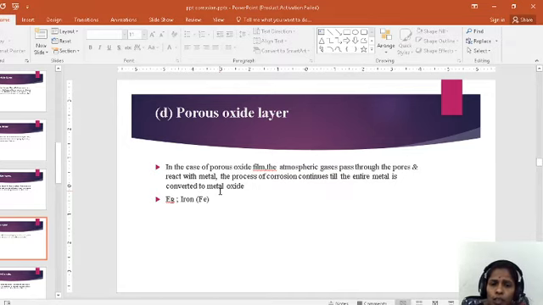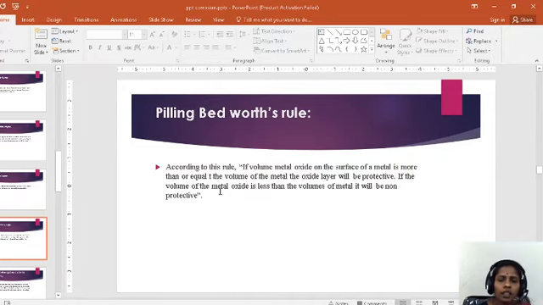Based on the oxide layer volume, we have one rule. That rule is the Pilling-Bedworth rule. The Pilling-Bedworth rule depends on the metal volume and the metal oxide volume. Metal volume is nothing but the volume, the size of the metal, and oxide layer volume is nothing but the layer volume. Depending on these two sizes, we have this rule, the Pilling-Bedworth rule.